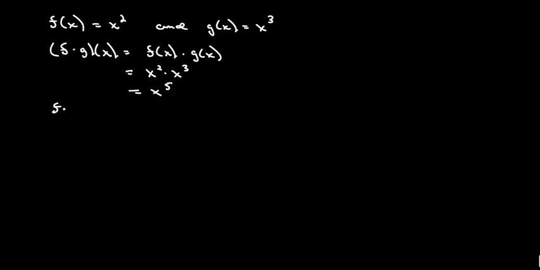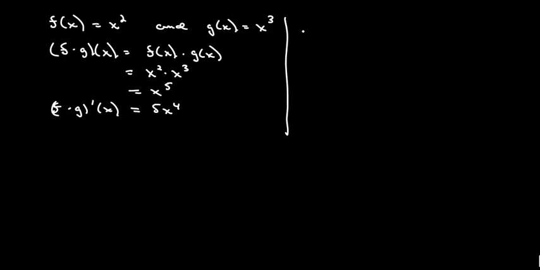Which means that the derivative of f times g, (f times g) prime of x, is equal to 5x to the fourth. So what we're saying here is that the product of two functions, if you have that product and then you take the derivative, you get this.